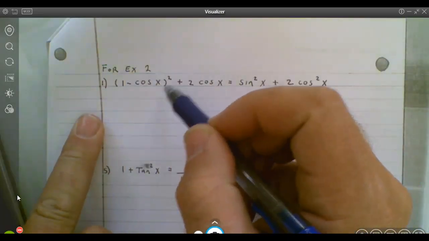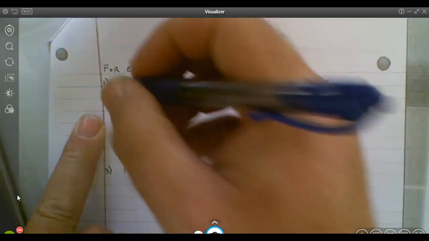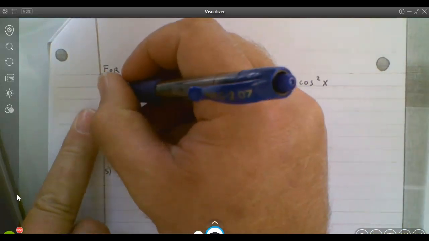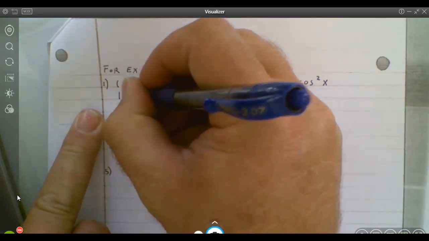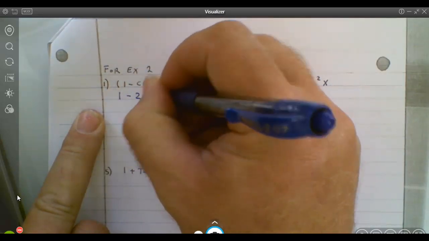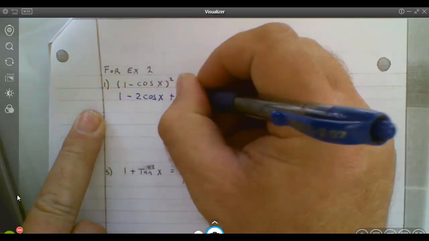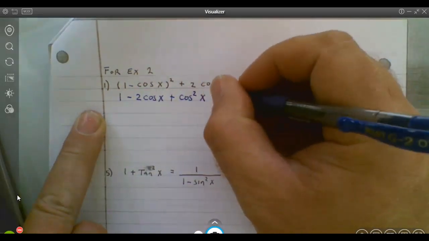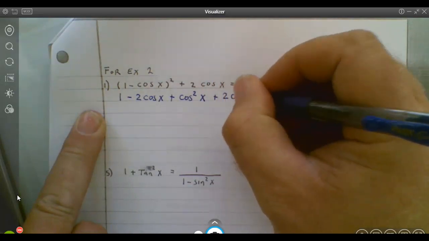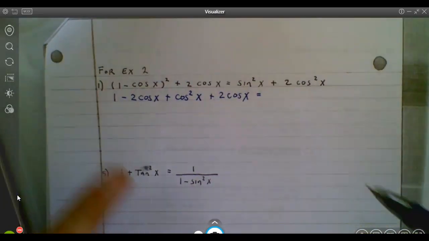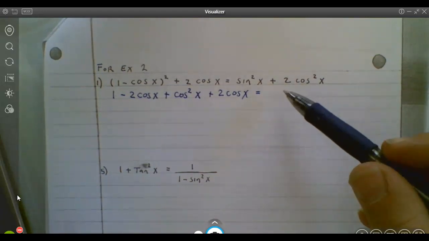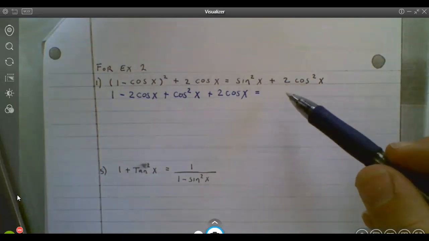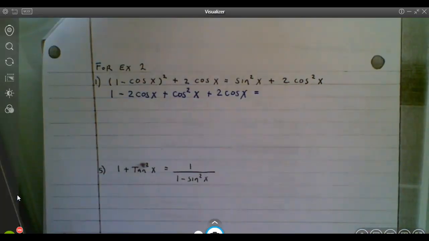Since I have the 1 minus cosine squared, I'm going to FOIL that. In other words, I'm doing 1 minus cosine times 1 minus cosine. If I were to do that, I would get 1 minus 2 cosine x plus cosine squared of x. And then I'm just going to bring down the rest of this. I'm not going to keep writing the right side of the equation, right? We're not touching that side, so we can leave it as it is and just understand that the right side of the equation carries down since we're not changing it.